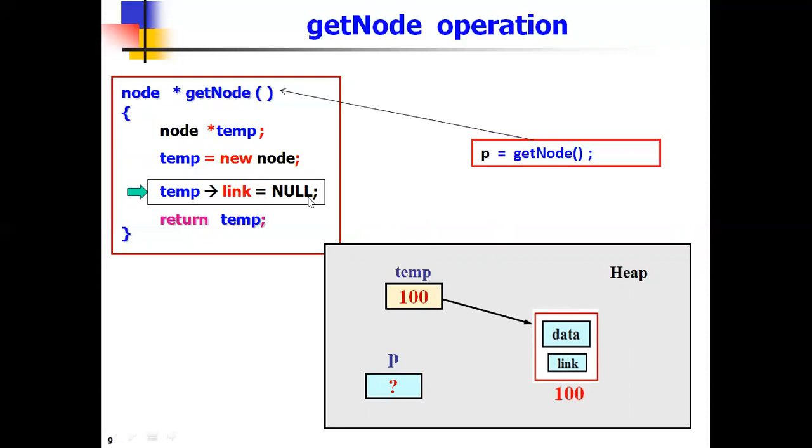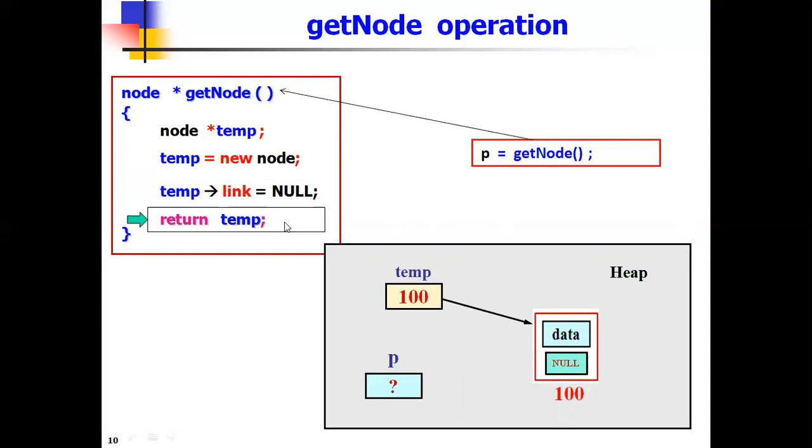Now next, temp arrow link equal to null. So what is meant by temp arrow link? So this is your temp, this is arrow, and this is your link part. So this will change to null. You are assigning null to that temp arrow link. So this is a link part. This link part can be accessed using the temp by saying temp arrow link. So this link part will become null. So you have written null here. So generally the pointer should be set to null.